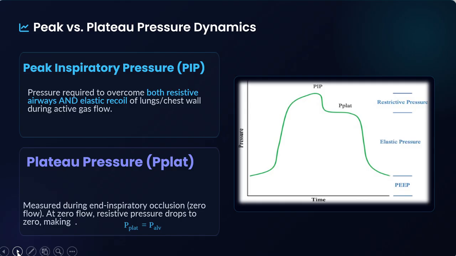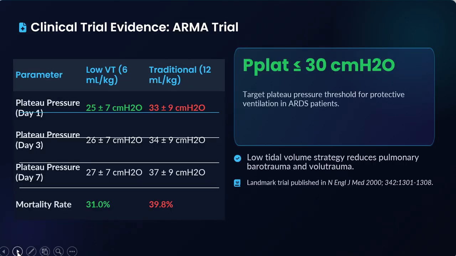What is important between peak versus plateau pressure? Peak pressure is the pressure you need to overcome the resistive airways. Plateau pressure is the pressure responsible for the distension of the alveoli. This is measured during end-inspiratory occlusion, at zero flow. Which is more important, peak or plateau pressure? In the ARMA trial, in ARDS cases, they found the plateau pressure must be less than or equal to 30 centimeters of water. In this way, you prevent barotrauma or volutrauma.